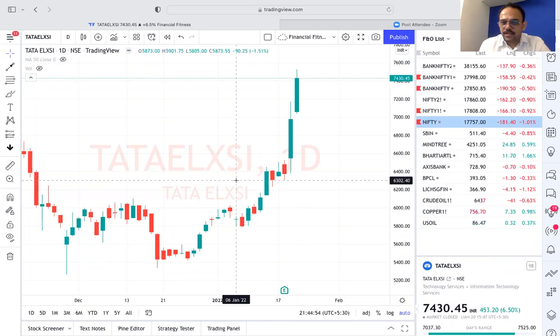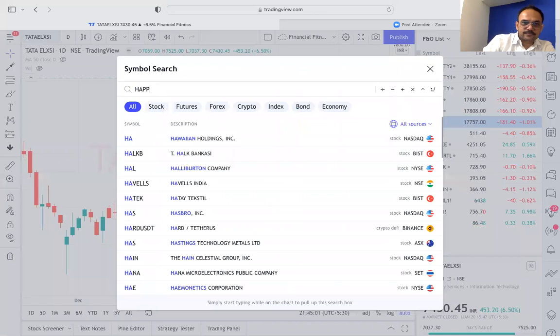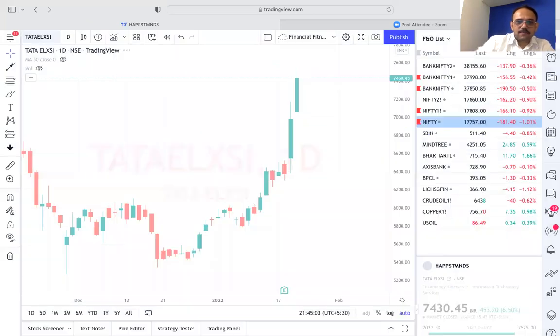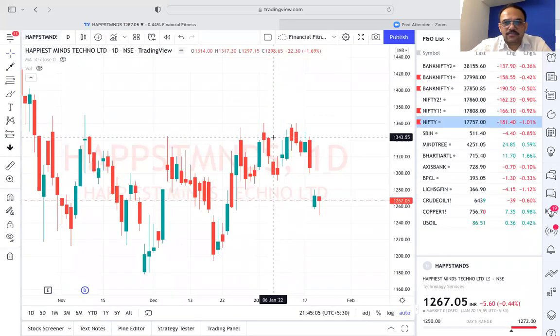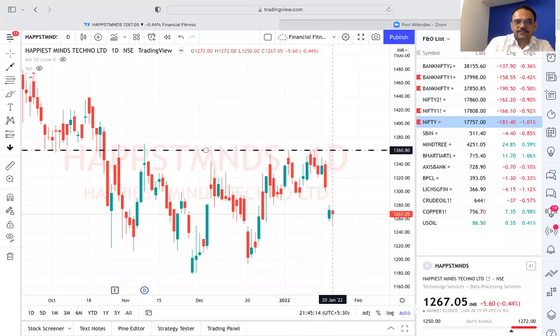Mohit is saying Happiest Minds and ITC. Okay, Happiest Minds. Yes, we have Happiest Minds and we have lots of resistance here. It is facing lots of resistance here.